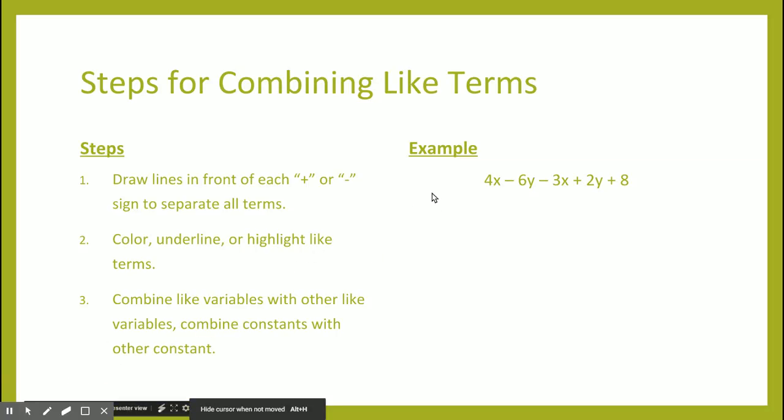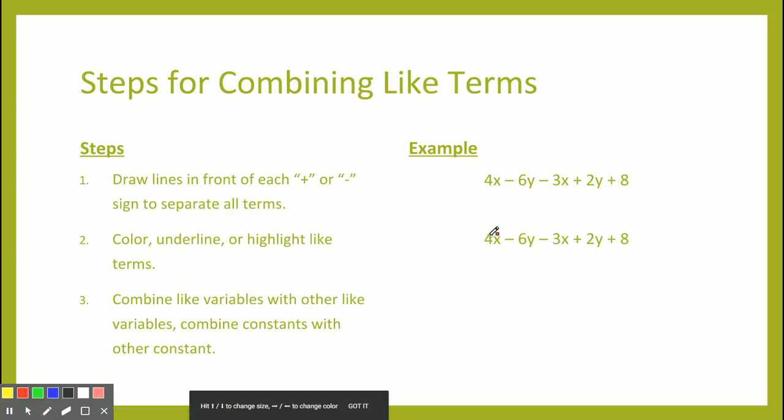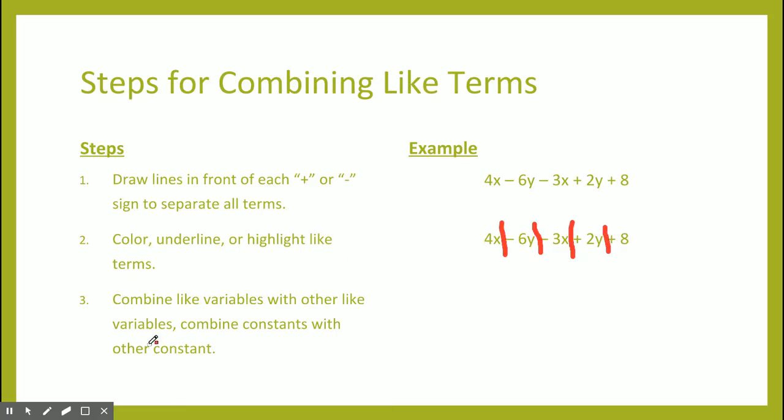So these are all terms. And the best way to do it is to separate all of them. So you take your original problem and then draw those lines, kind of like we did last time, to separate all those terms. The only things that can be combined are like terms. So x's can be combined with x's, y's with y's, and constants with constants.